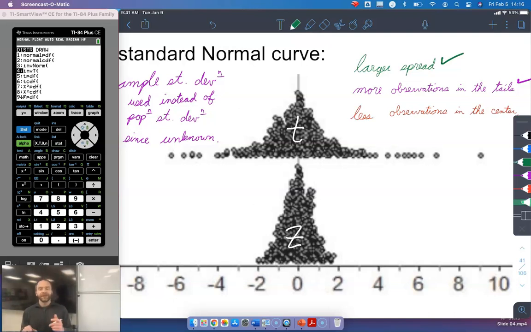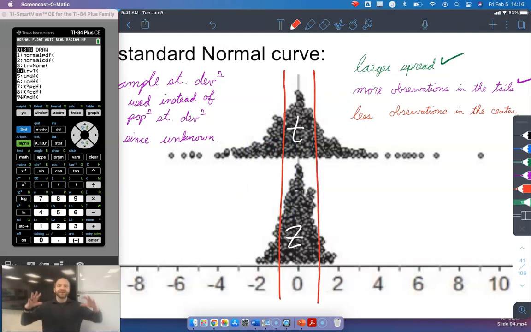And then, one thing too is it has fewer observations in the center. So pay attention to this. If I were just to draw a vertical line here, and I'll try and put it on one standard deviation to the left, and one standard deviation to the right, notice there's more in the center part of a Z distribution, a normal distribution, than there is in the T. Because in the T distribution, there's more in the tails. In the Z distribution, there's more in the center.